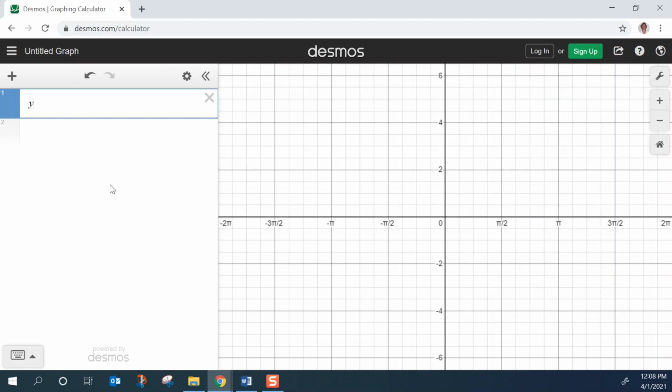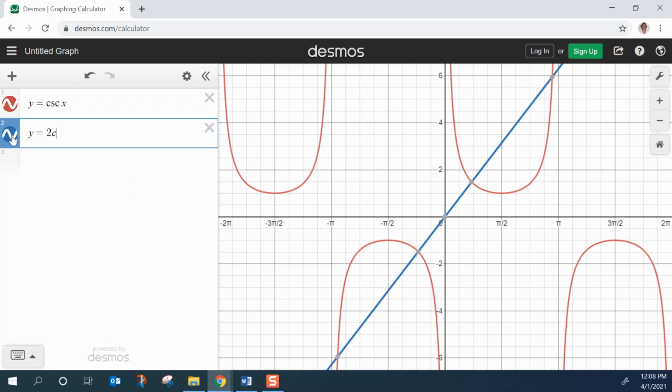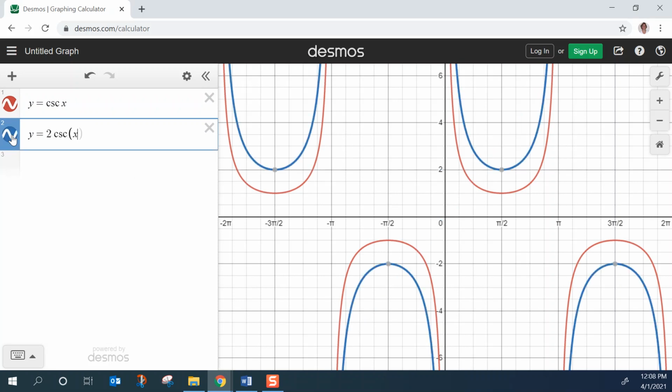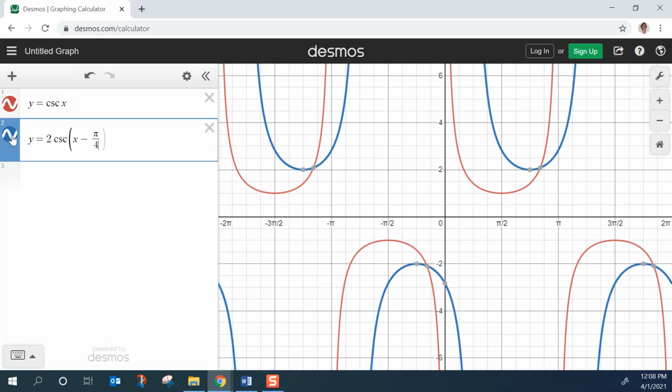So you can type in a cosecant. y equals the cosecant of x. And there's our cosecant function. If you want to graph transformations of that, y equals 2 times the cosecant of (x minus pi over 4). I'm just making things up. Then you can also use Desmos to graph.